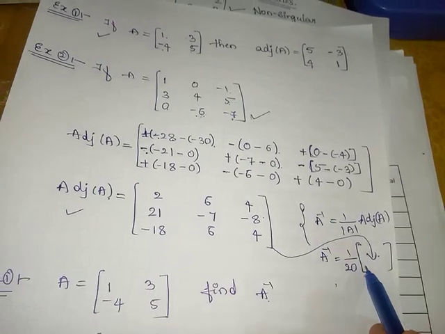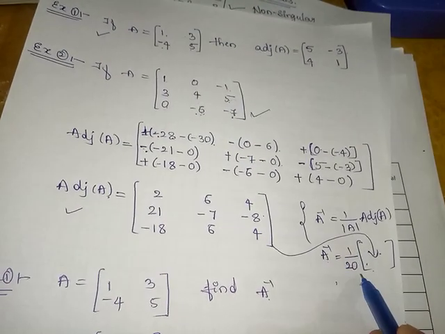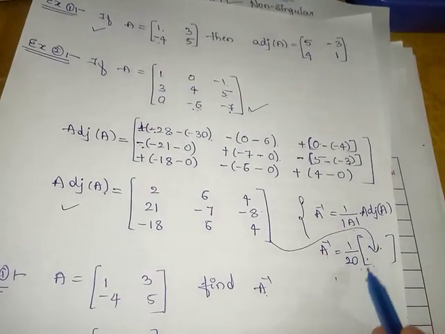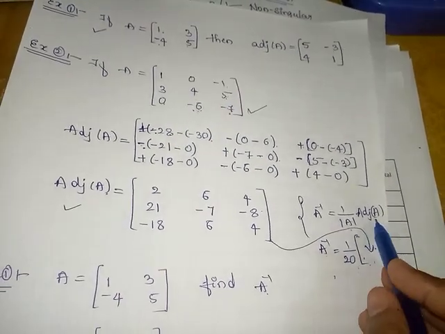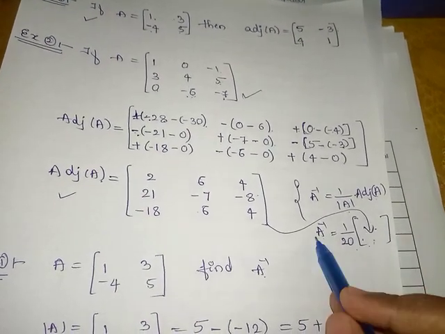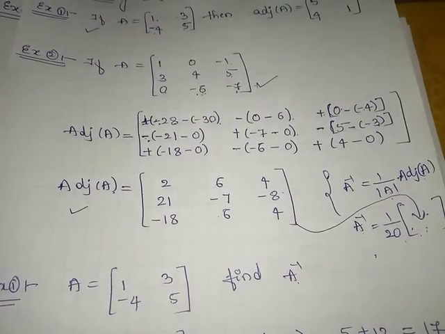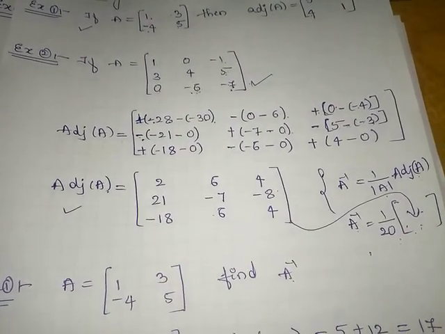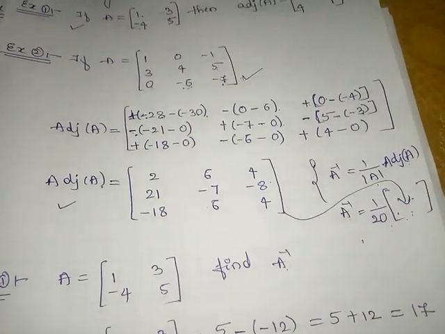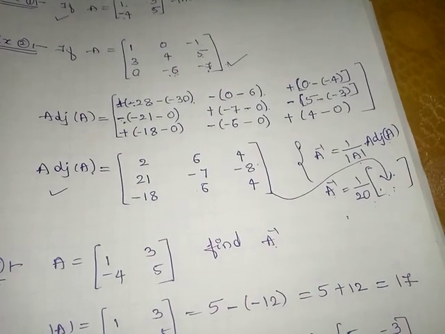You will get the inverse of this matrix by A inverse is equal to 1 by 20, that is, determinant of A is 20, into adjoint of A. Adjoint of A is this one. Write this matrix here. You will get the inverse of this given matrix. This is how you have to find the adjoint and inverse of the given matrices. These are some basic concepts of matrices.